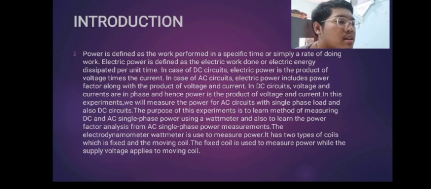In the case of DC circuits, electric power is the product of voltage times the current. In the case of AC circuits, electric power includes the power factor along with the product of voltage and current. In DC circuits, voltage and current are in phase, and hence power is the product of voltage and current. In these experiments, we will measure the power for AC circuits with a single phase load and also DC circuits.